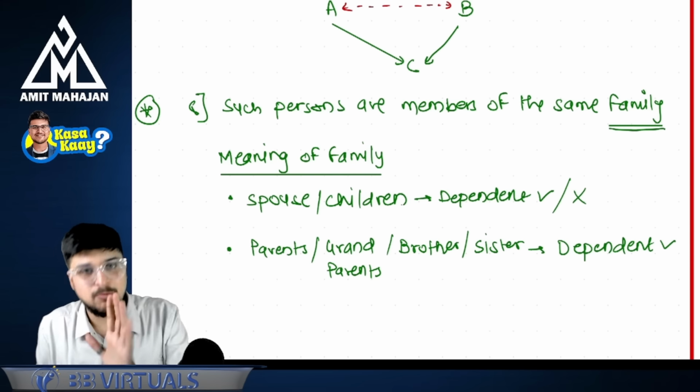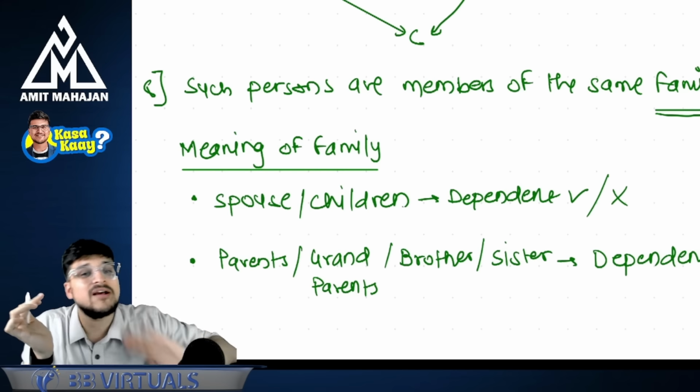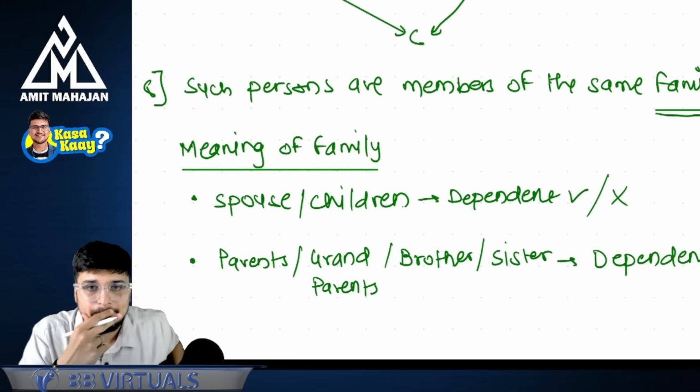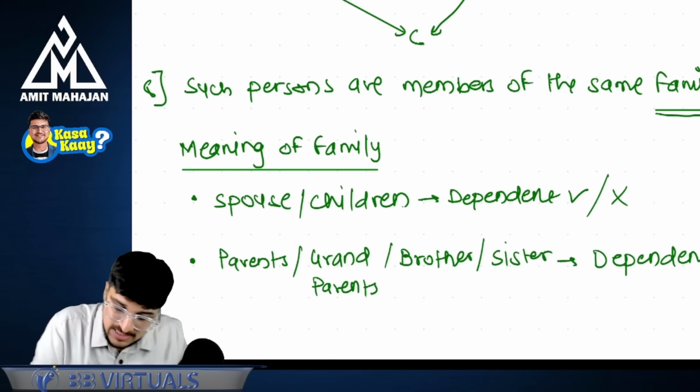Point number 8, according to me, is the most important point, and you need to remember this point at least. Such persons are the members of the same family. So what is the meaning of family? Family means if it is a spouse or children, whether they are dependent on me or not, they will always be considered as my related parties.